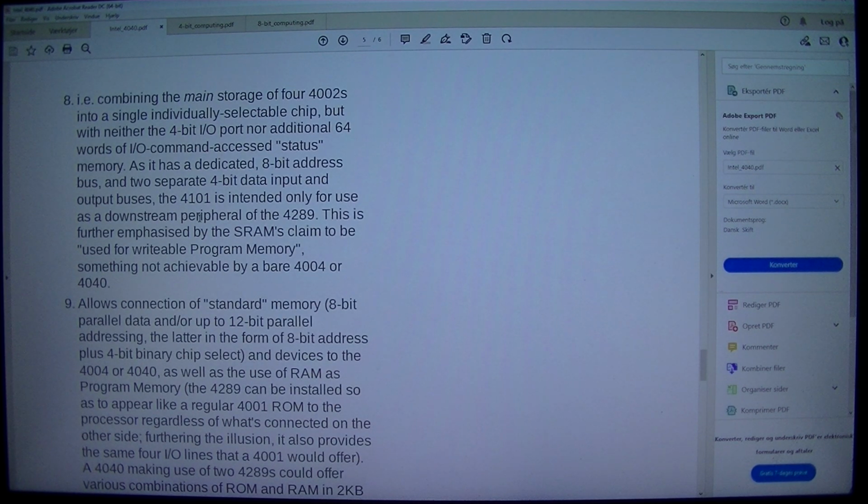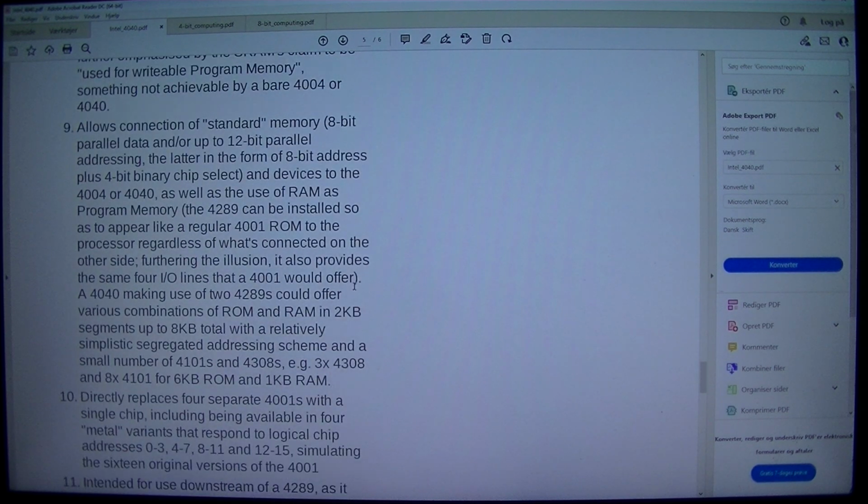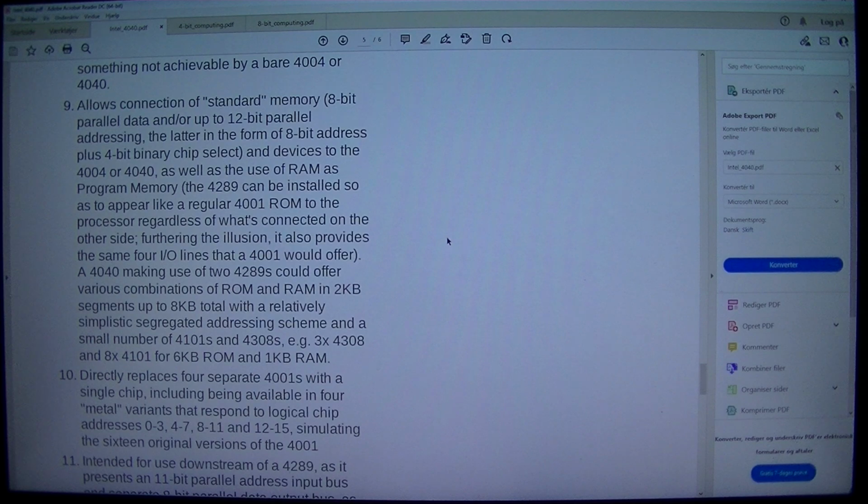As it has a dedicated 8-bit address bus and 2 separate 4-bit data input and output buses, the 4101 is intended only for use as a downstream peripheral of the 4289. This is further emphasized by the SRAM's claim to be used for writable program memory, something not achievable by a bare 4004 or 4040.